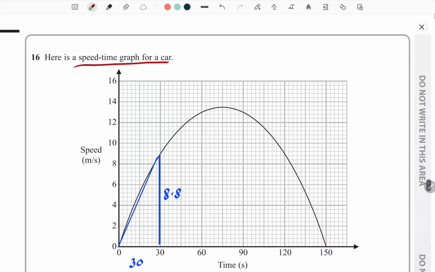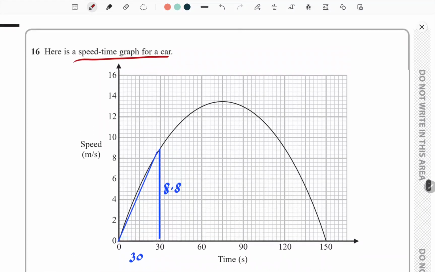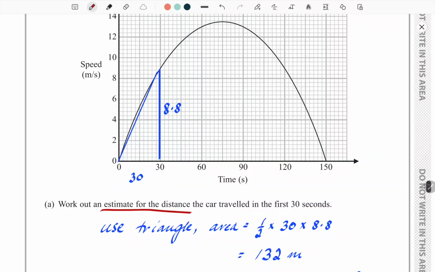Speed time graph for a car, and they want you to work out an estimate for the distance the car traveled. Always remember, in a speed time graph, the area under the graph equals distance. That's the important bit. Must remember that. So we want an estimate up to 30 seconds. What we're going to do as an estimate is just use a triangle. Join 0 up and use the triangle as an approximation.